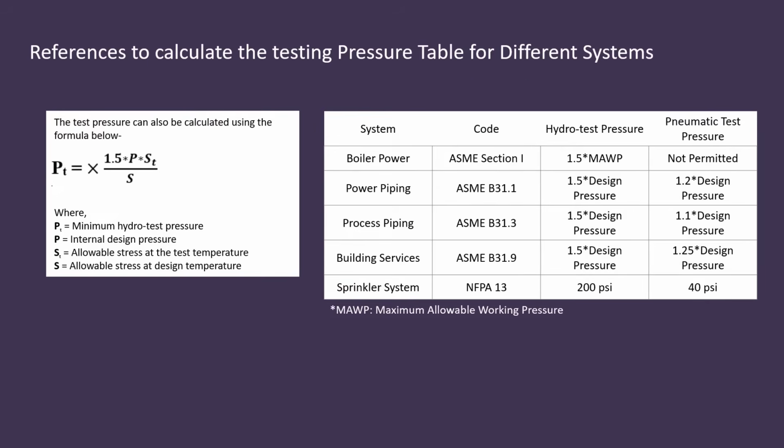And for pneumatic testing a similar criteria is there, and most of the time it is taking 1.1 to 1.25 times design pressure. For NFPA they are recommending directly 200 psi, and for pneumatic it is 40 psi. So these are the recommendations for various applicable codes in the process industry. If we are going to use this code, then we have to go for 1.5 times the design pressure. So with respect to the code applicable for the particular project, we can identify the test pressure.